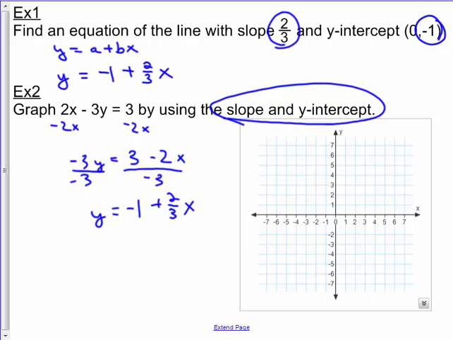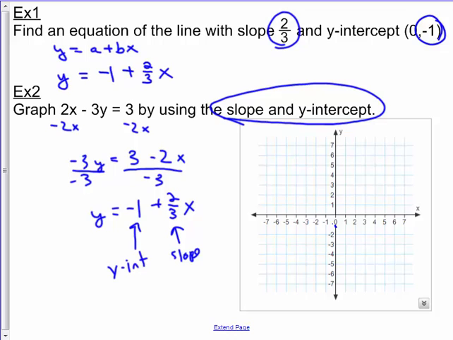So now to graph it here. In order to graph, I need a couple points here. One of the points is my y-intercept. Remember, what's the coordinate? 0, negative 1. So my y-intercept is going to be at negative 1.